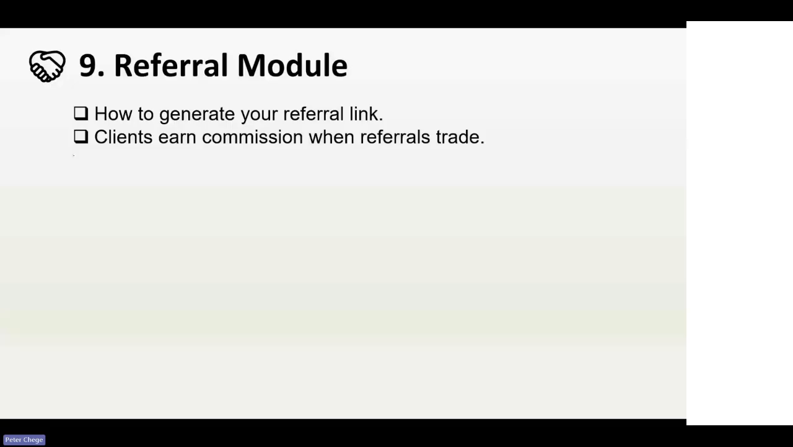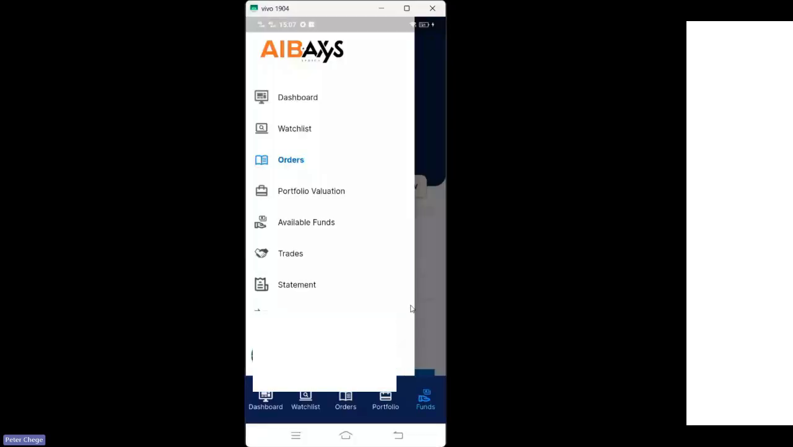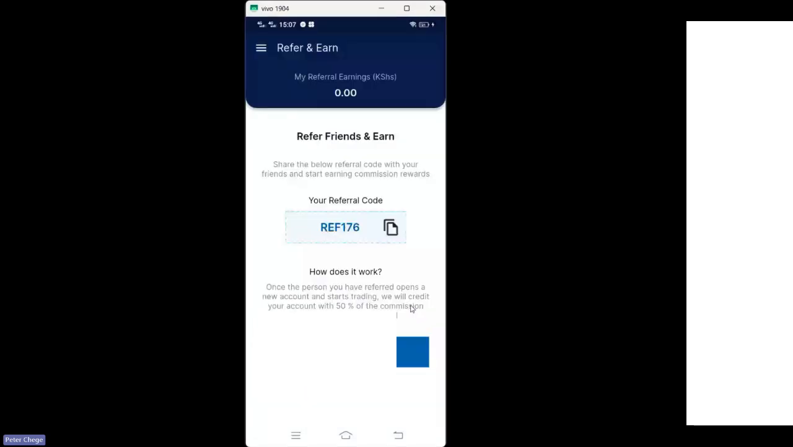Let's go back. So I go to the left side menu, we go to refer and earn. It is clear. Once a person you have referred opens a new trading account and starts trading, we credit your account with 50% commission generated from that person for 1 year. Only that clause is not put here.